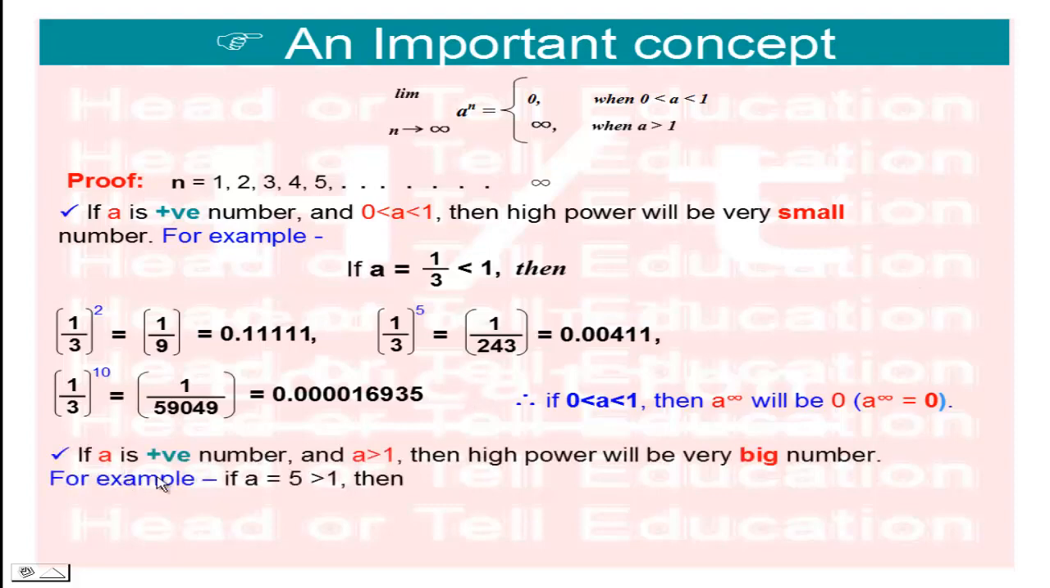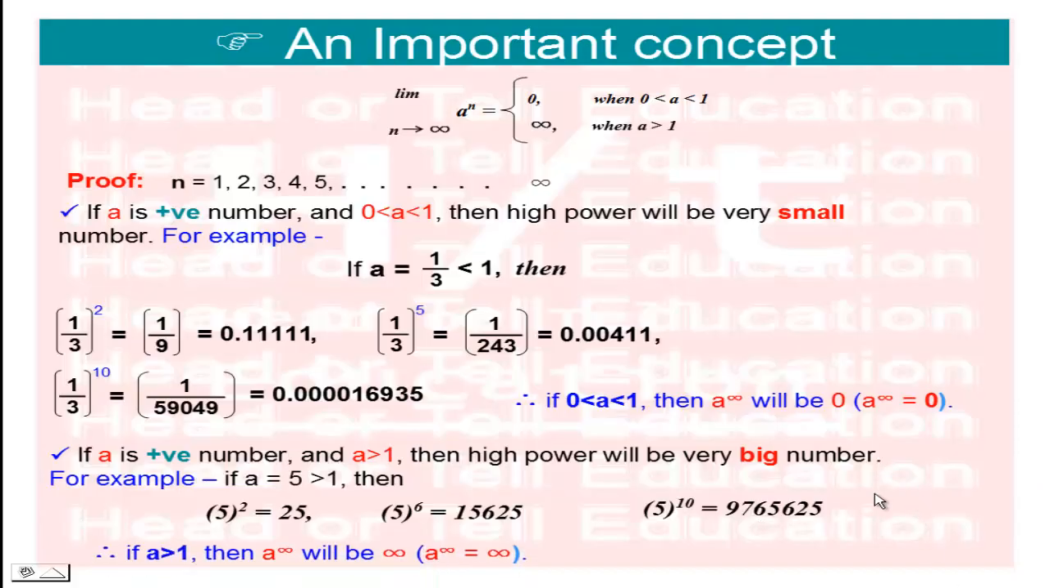Next, if a is again a positive number and a is greater than 1, then a high power will be very big, as you already know very well. For example, suppose a equals 5. So 5 squared equals 25. If we increase the power, 5 to the power 6 equals 15,625. Again we increase the power to 10, and we have the value 9,765,625. So if a is greater than 1, then a to the power infinity will be infinity.